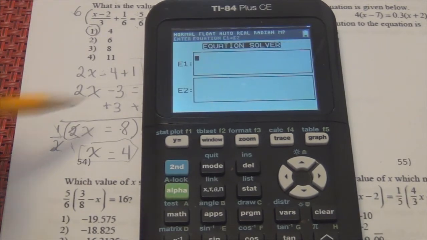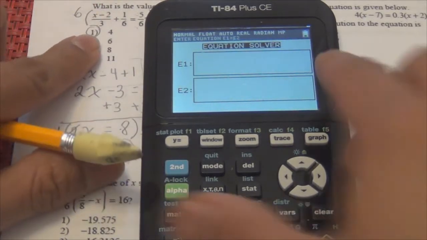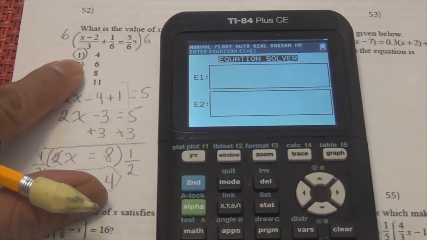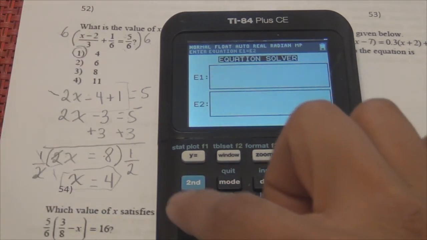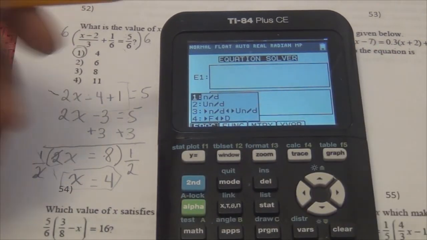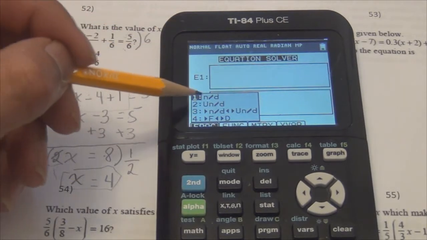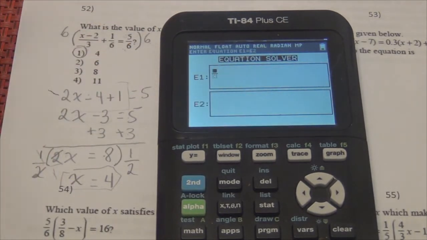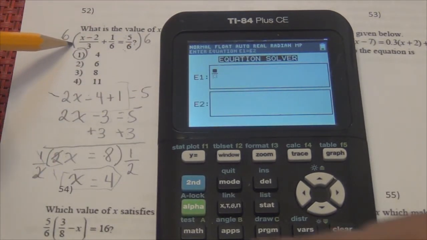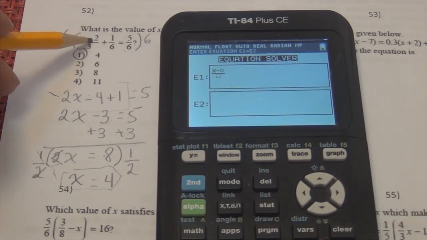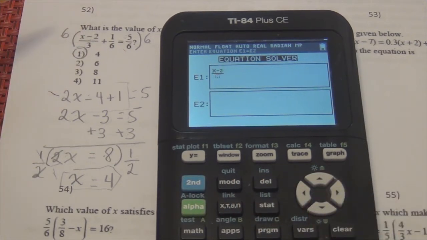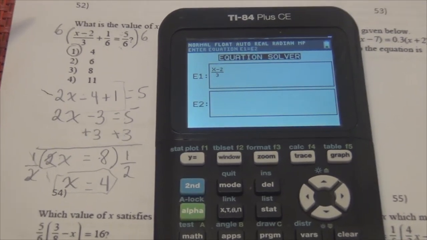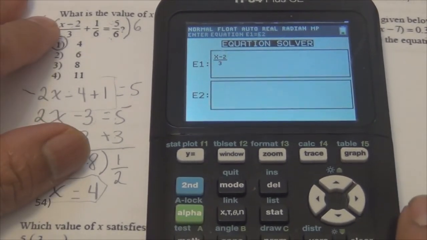Alright, so Numeric Solver. This is one side of the equation and this is the other. So I'm going to type exactly what I see on the calculator. So what I'm going to do is I'm going to press alpha y equals to tap into the fractional menu. So numerator over denominator, press enter. And now what am I going to write on top? X minus 2. In the bottom, 3. Then move over.